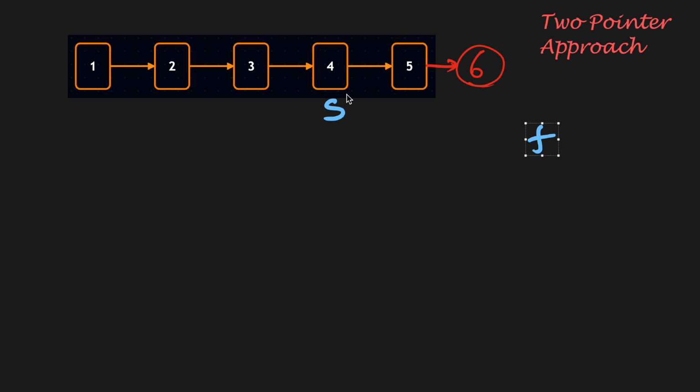Now we solve this problem in just one pass, and the time complexity of this approach is O of n, where n is the number of nodes in the linked list, because the list is traversed only once, and the space complexity will be O of 1, because we are using just 2 pointers, slow and fast.